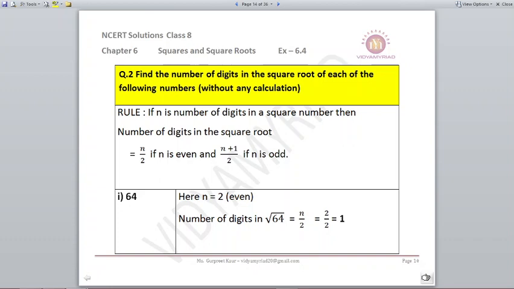Now for the first case, I have 64. So here total number of digits are 2, and 2 is an even number. So how will I find the number of digits in square root of 64? It will be n by 2, that is 2 upon 2, that is only 1. You can even get this idea. 8 into 8 is 64. So there is only one number 8.